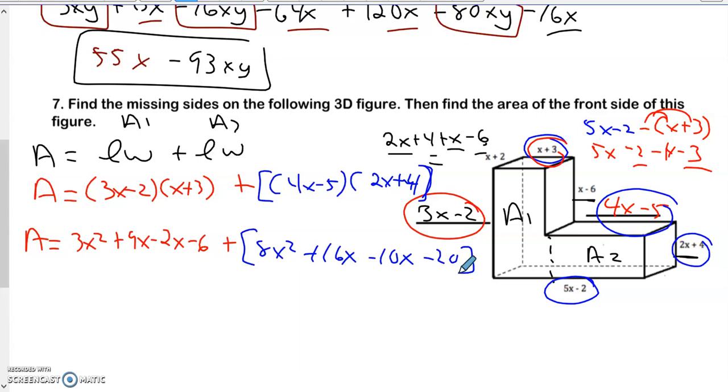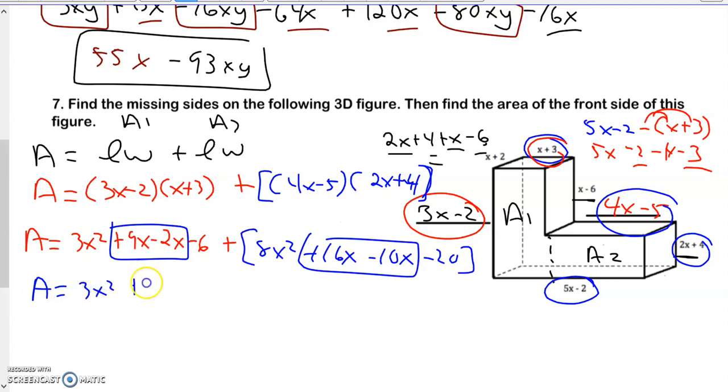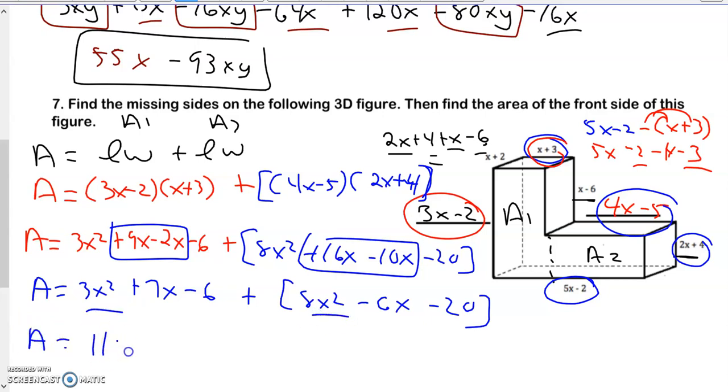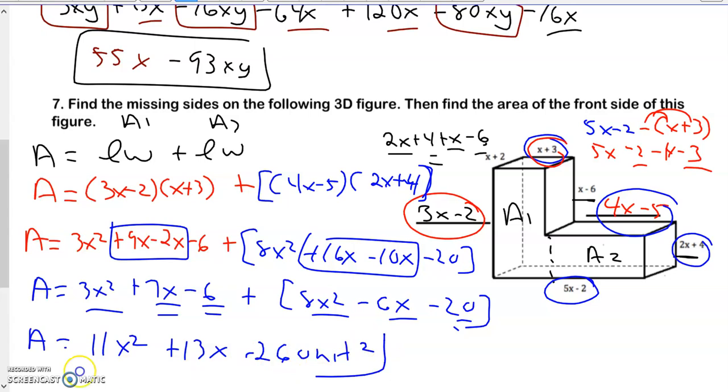When I combine like terms, these go together and these can go together. So underneath, I'm just going to go A equals 3x squared, and I kind of combine them with two separate problems just to make it easier for me. I do it a little bit smaller. Now, because there's a plus, I can just combine the whole thing at one time. And I get A equals, combine the x's, that's going to get me 11x squared. Combine those, you get a plus 13x. And finally, a minus 26 units squared.